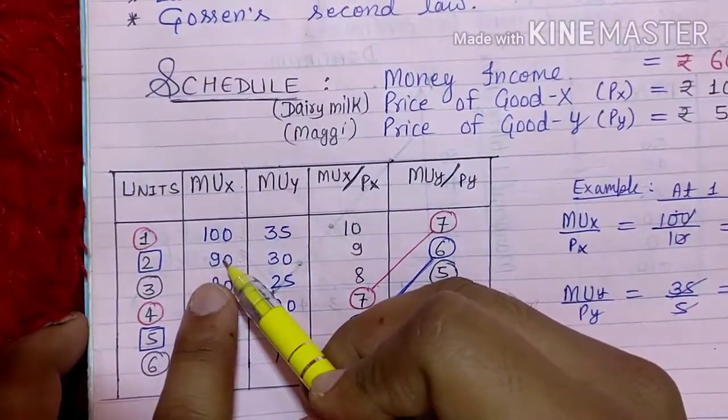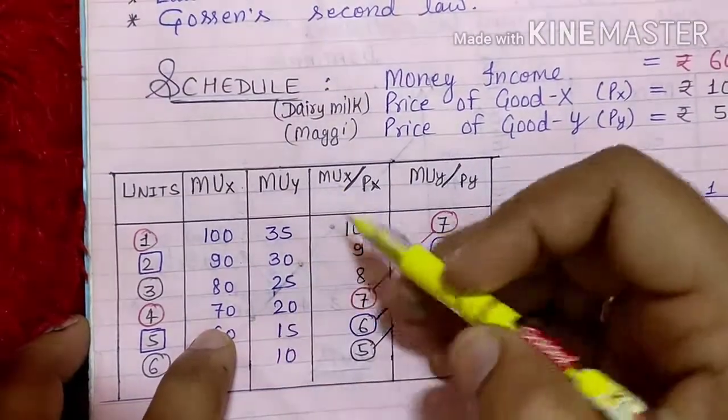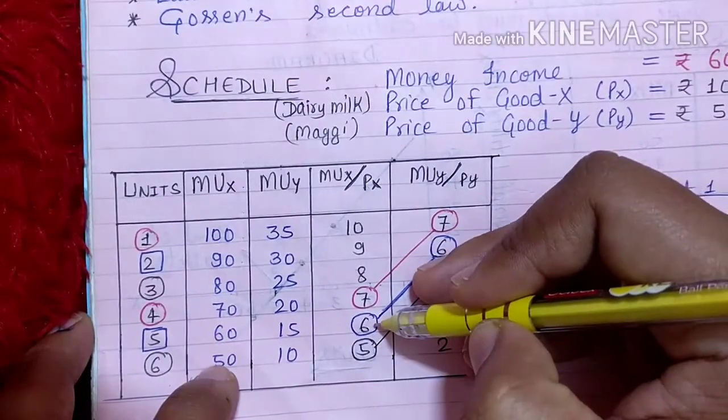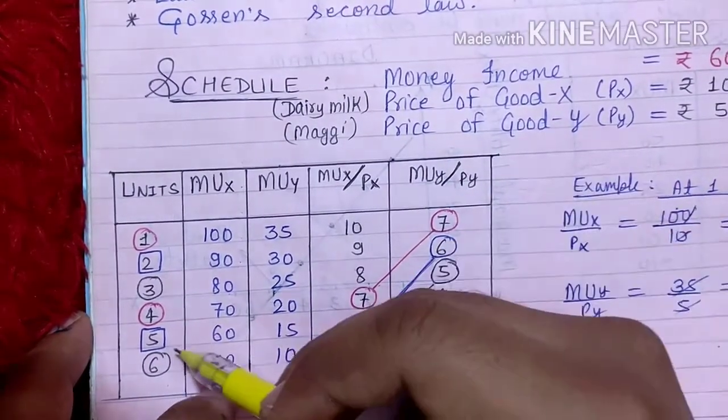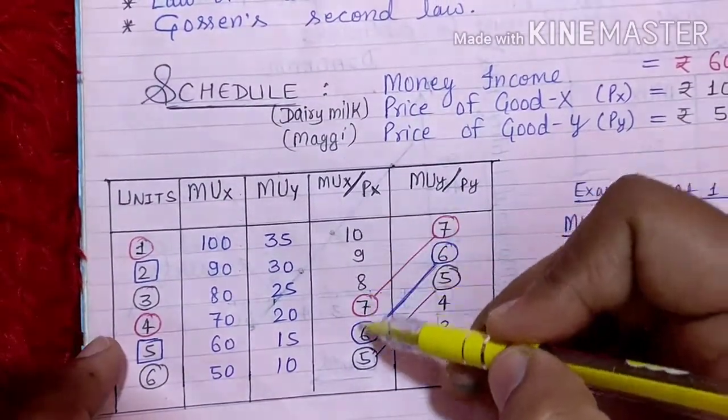Now 90 divided by 10 is 9. 80 divided by 10 is 8. 70 divided by 10 is 7. 60 divided by 10 is 6. 50 divided by 10 comes 5. So we got the MUX upon PX values here.